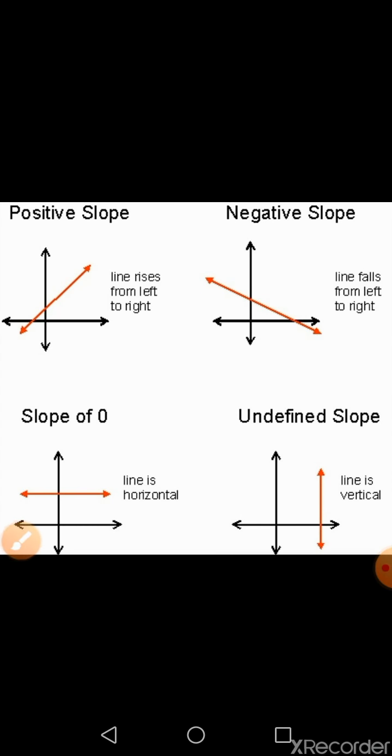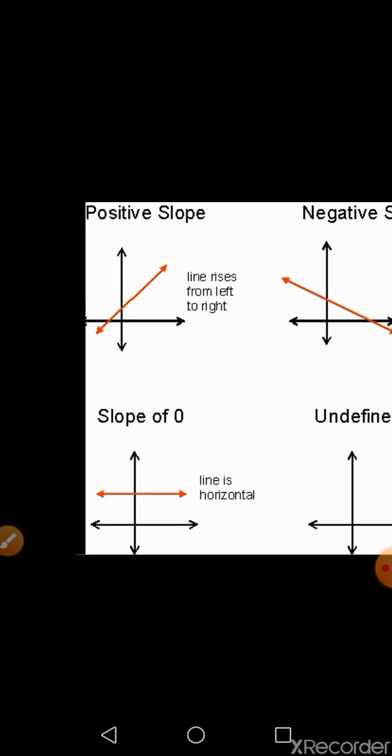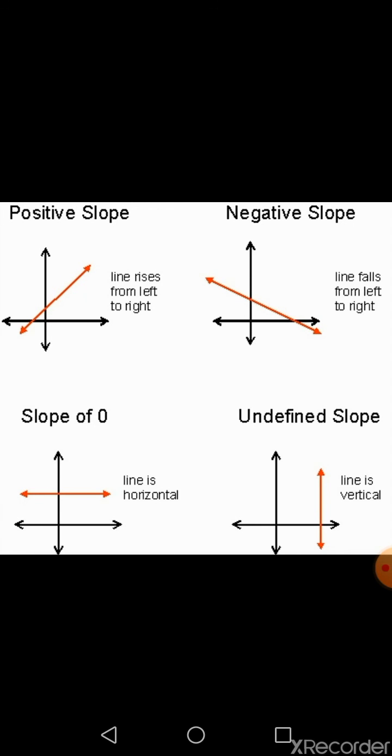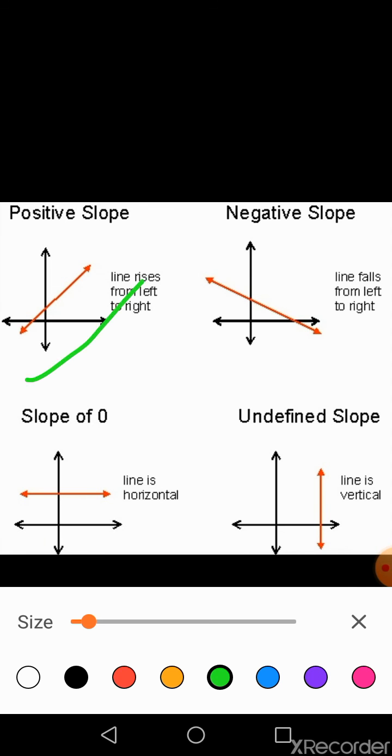Okay, first of all, look at here. Positive slope. Yes, with my check. Look, with my check. Okay, negative, opposite of my check. If the line is horizontal, like this, the slope will be 0. And if it's a vertical line, it will be undefined. You got it?